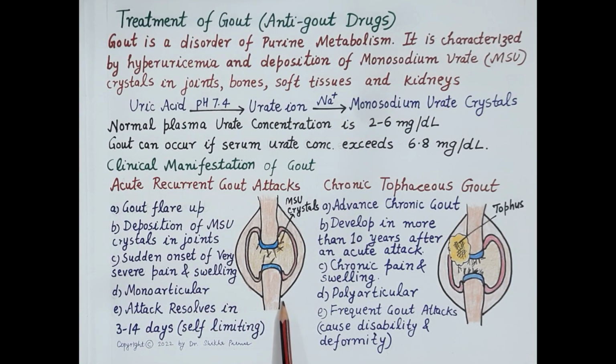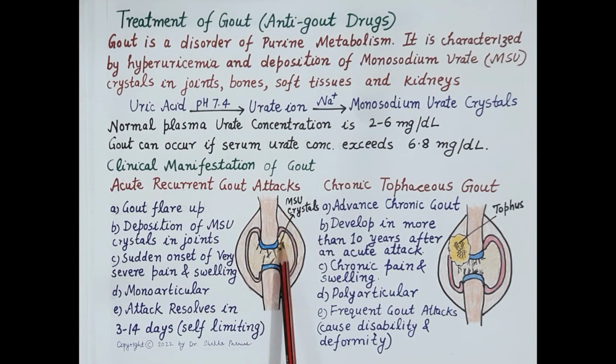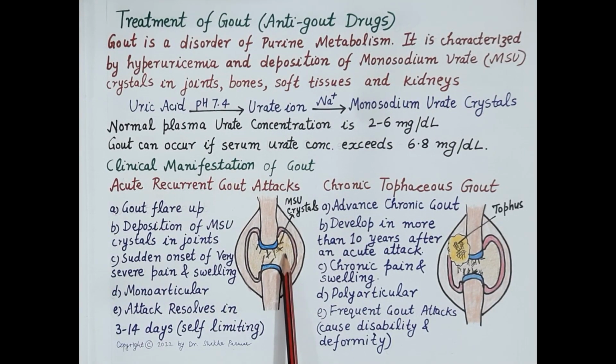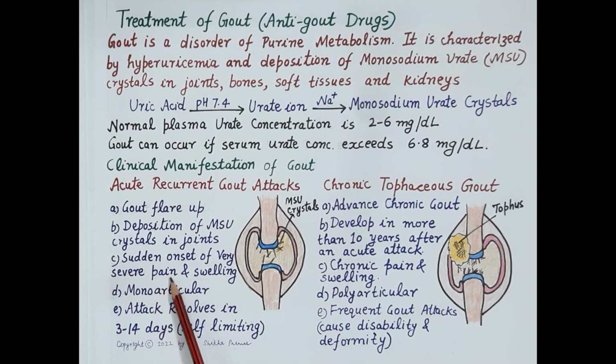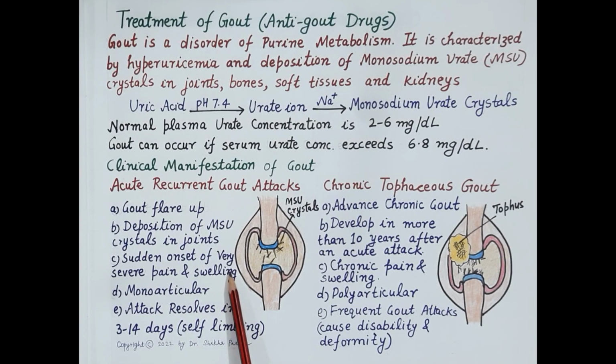Now look at this figure of synovial joint. Now hyperuricemia induces formation of monosodium urate crystals. These crystals deposit in the joint and induce severe inflammation and pain. So acute gout attack is characterized by sudden onset of very severe pain and swelling in the joints. Now, base of the big toe, that is metatarsophalangeal joint, is the most commonly affected joint in gout.